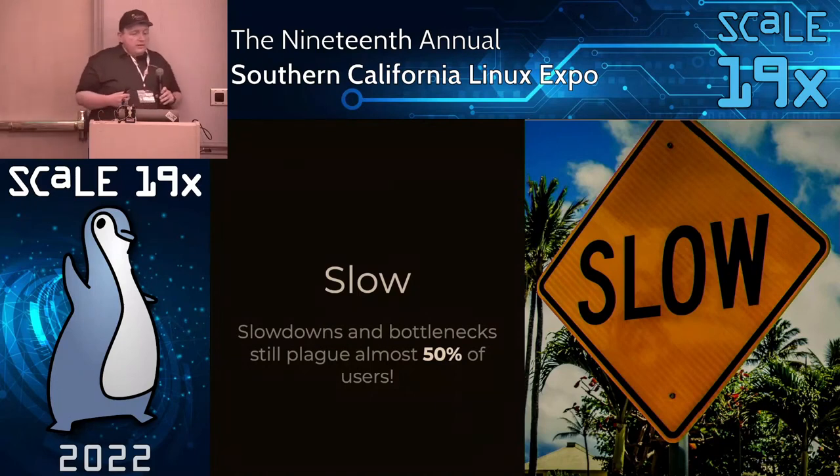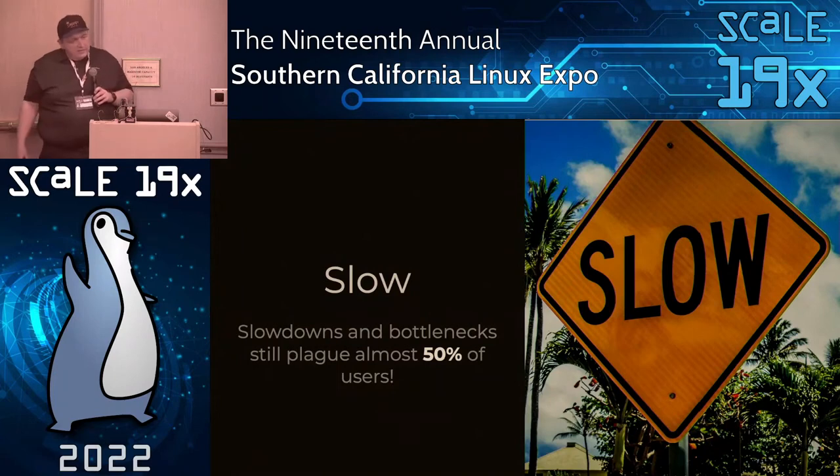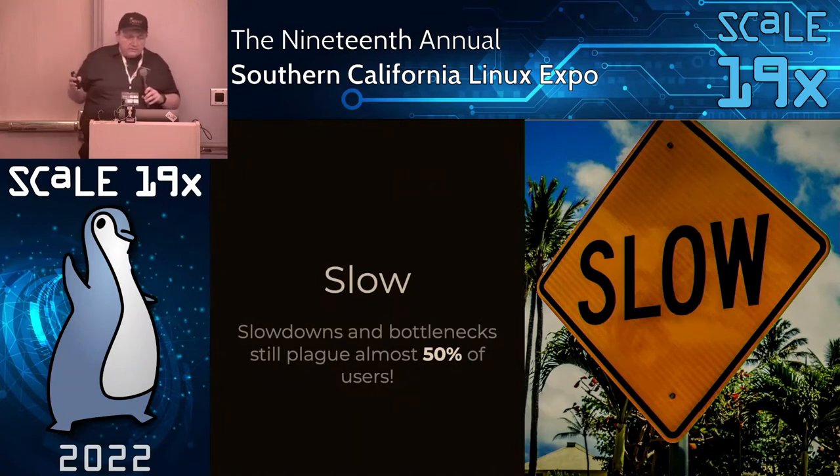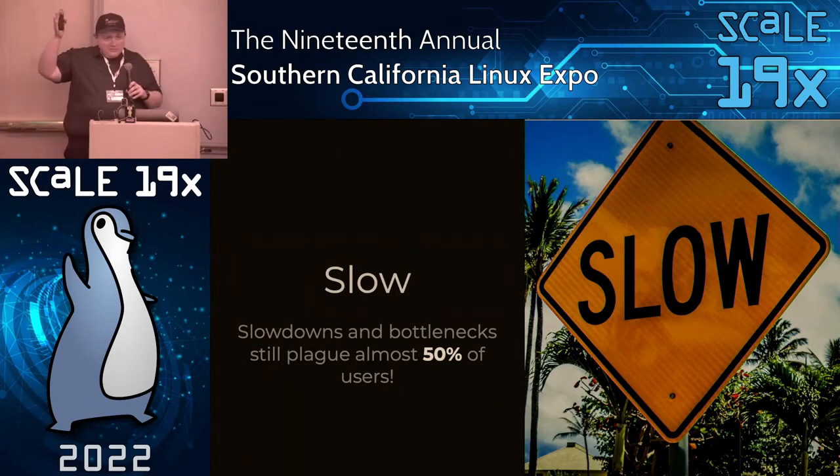And so, again, survey data. Woohoo, surveys. I love surveys. So slowdowns and bottlenecks still plague almost 50% of users out there. So, how many people here have experienced a slowdown in production with their database? Oh, how many people are lying about it?